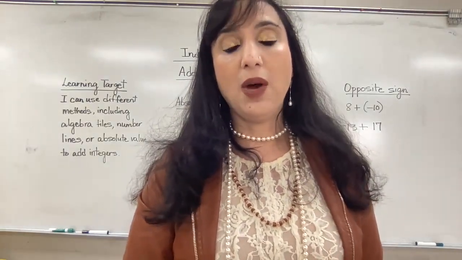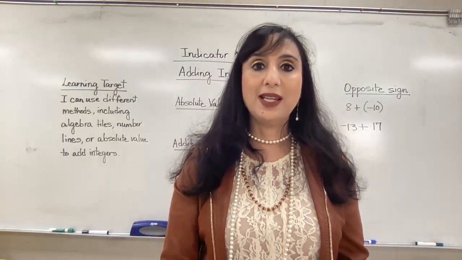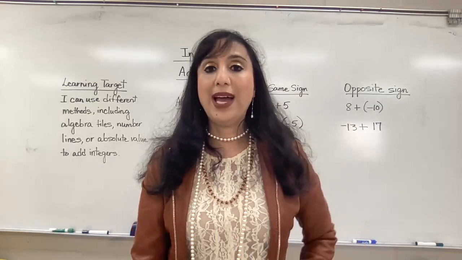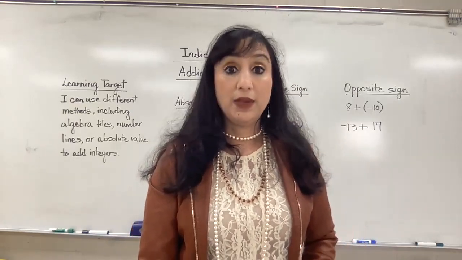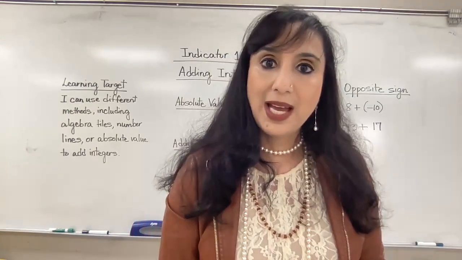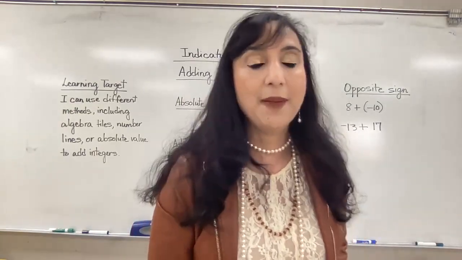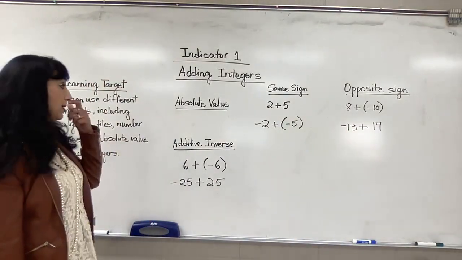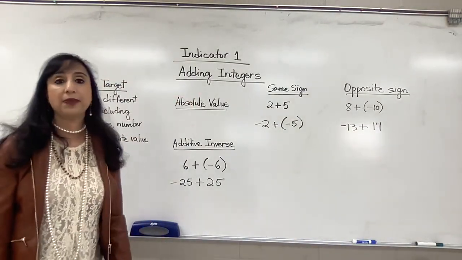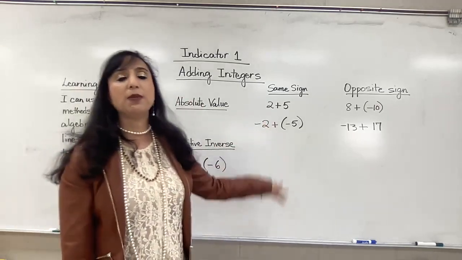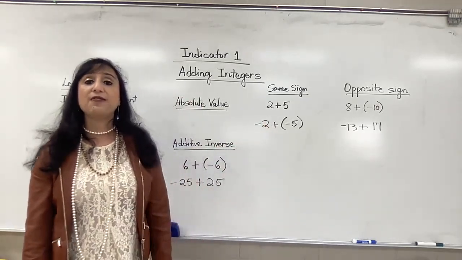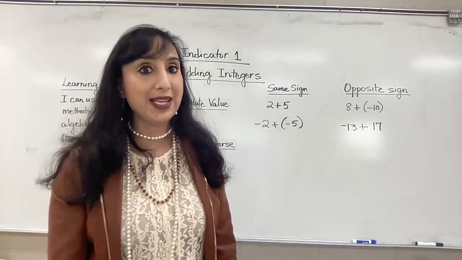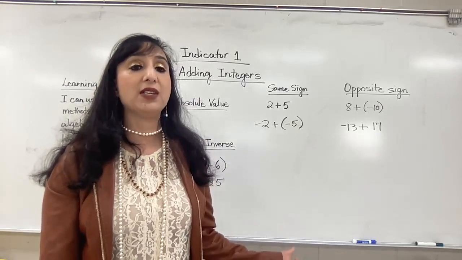All right, so now that you've understood the vocabulary, let's get started with this lesson. We are going to add integers with the same sign and with different signs. Let's start talking about the same sign. I've put two problems over here: 2 plus 5, and negative 2 plus negative 5. I can see that these both have the same sign.